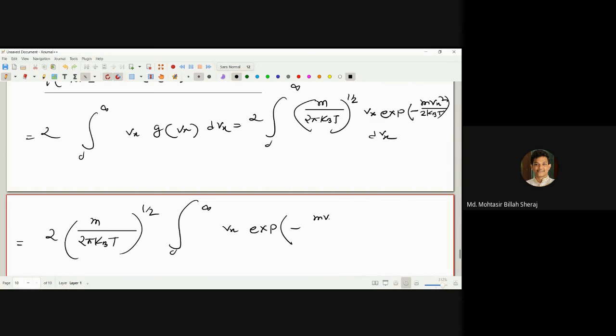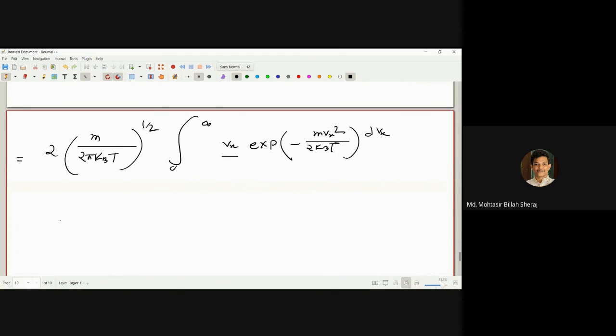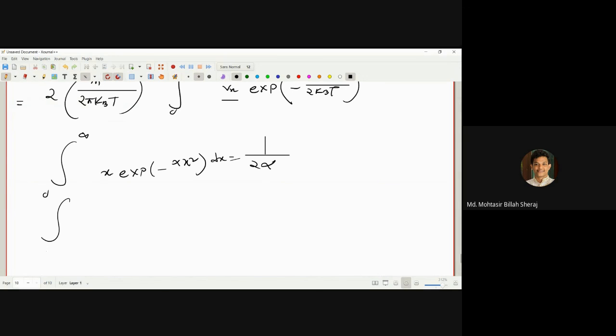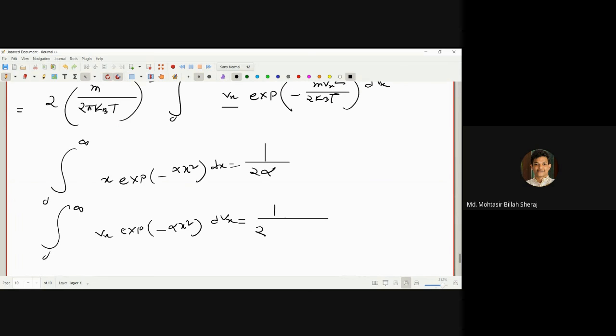Actually, the mistake I made earlier was that I had not written this term. So the integration from 0 to infinity of x e to the power minus alpha x squared dx equals 1 by 2 alpha. So the integration of vx e to the power minus alpha vx squared dvx equals 1 by 2 alpha, where alpha equals m by 2 kbt. So 1 by 2 alpha, with the 2 cancelling, equals kbt by m.